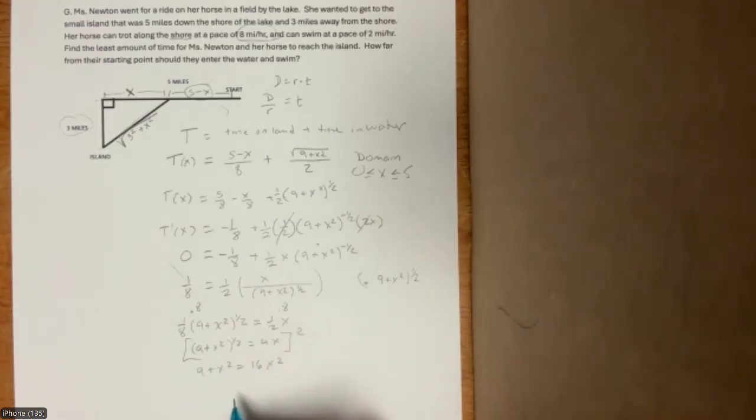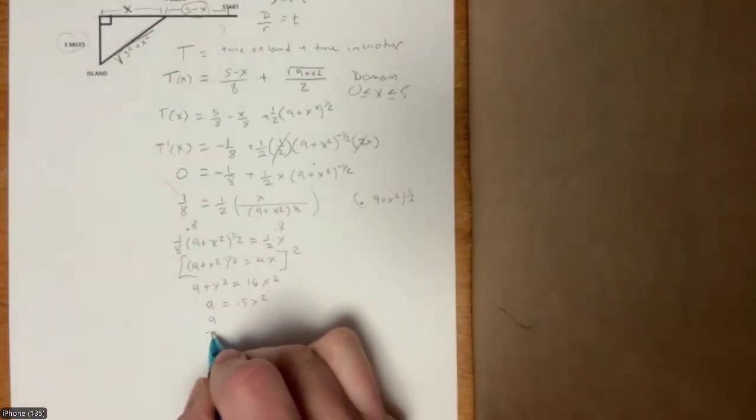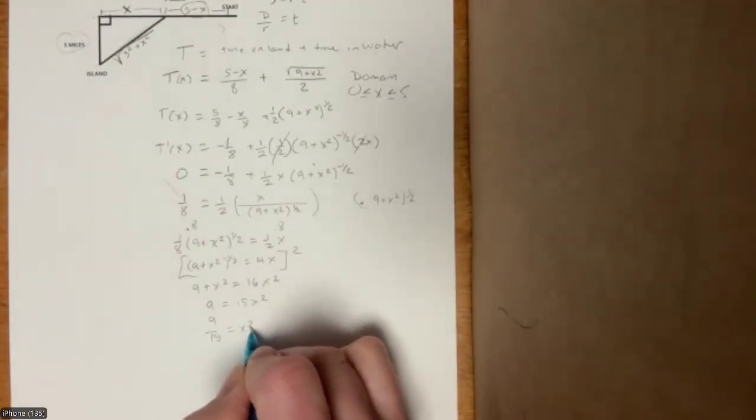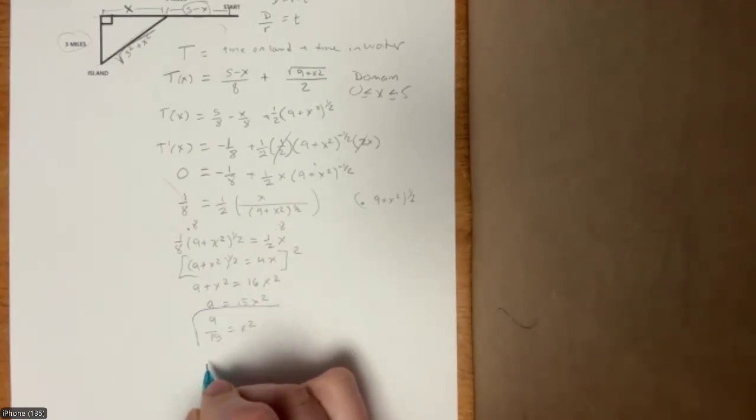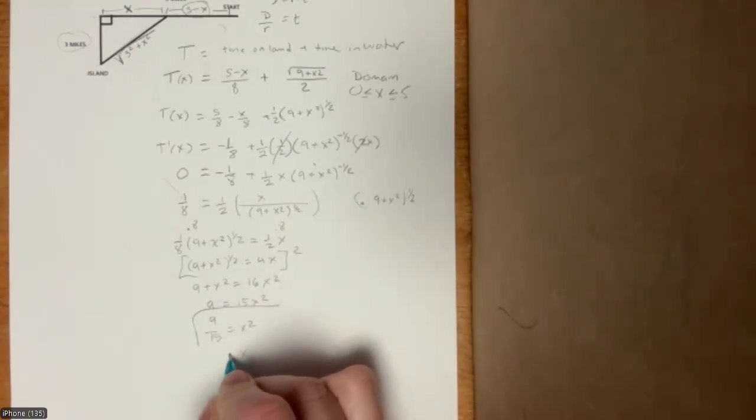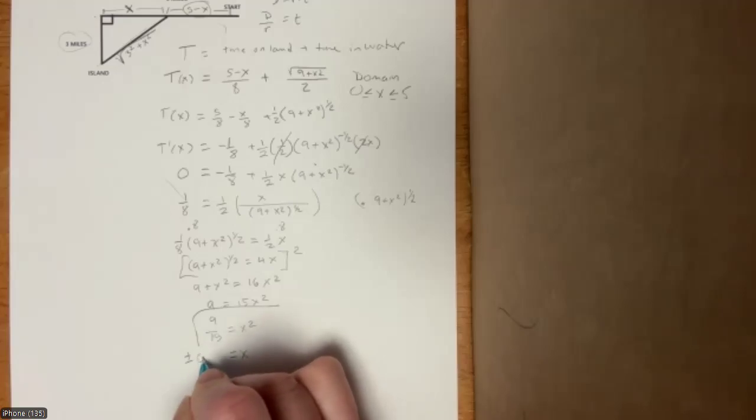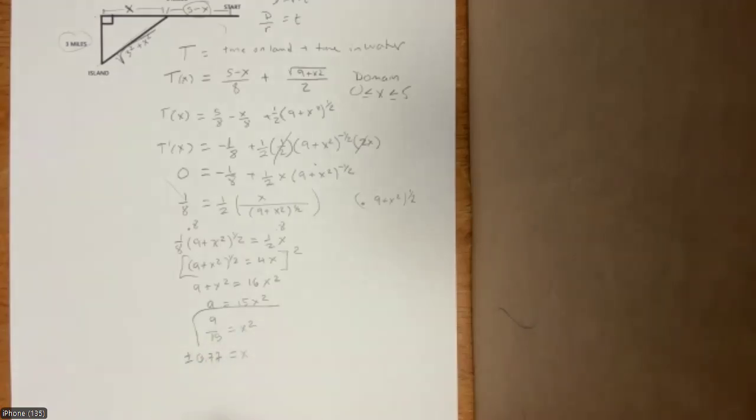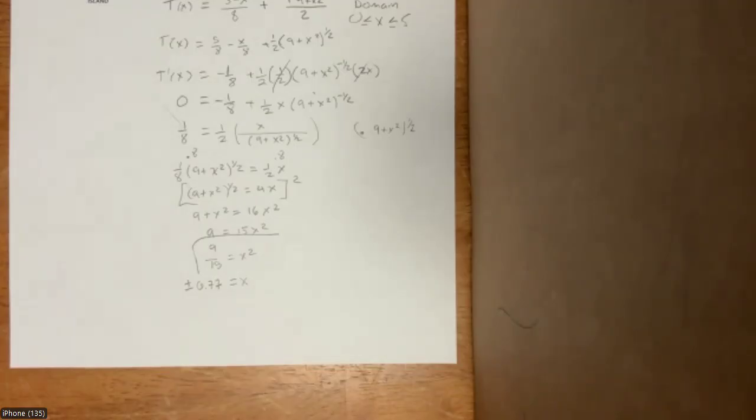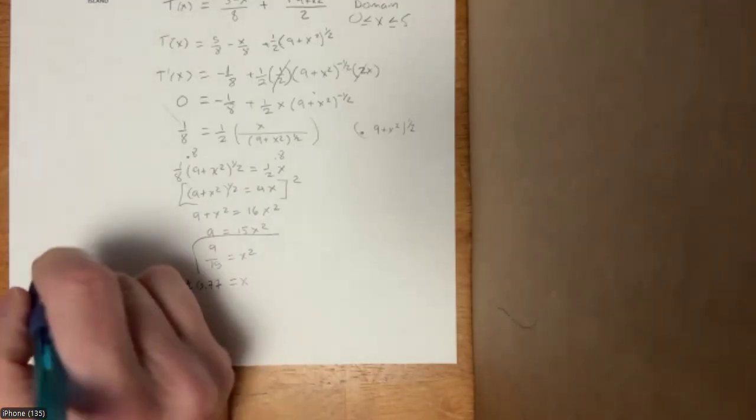X squared. Subtract x squared, that gives me 9 equals 15 x squared. Divide by 15. 9 over 15 is equal to x squared. Take the square root of both sides. That gives me x is equal to plus or minus 0.77. And those are my two critical values. I'm ready to make my table.